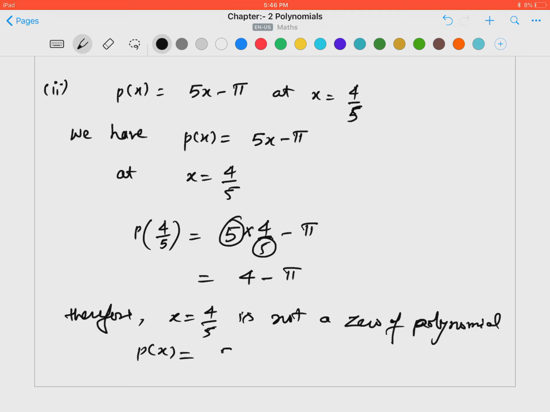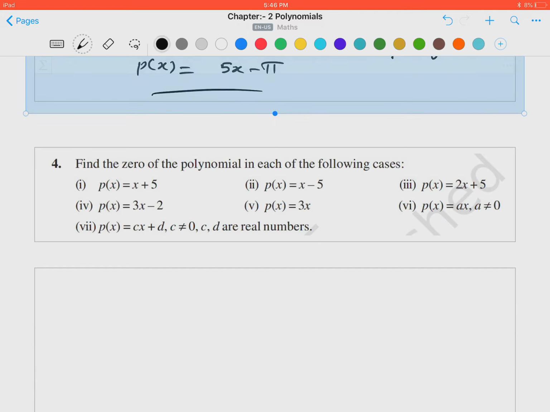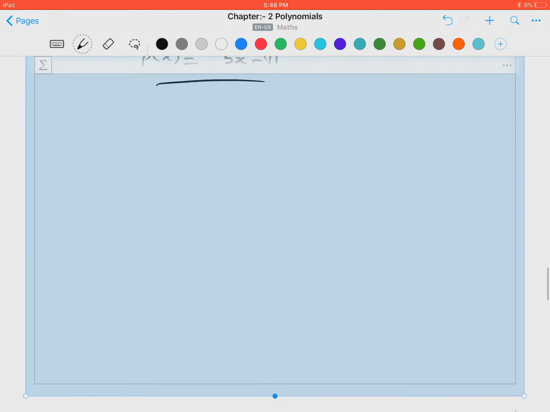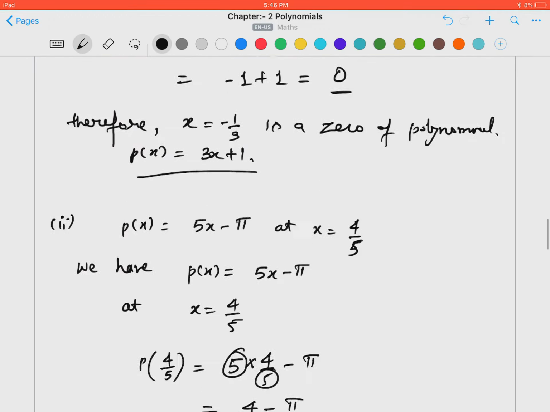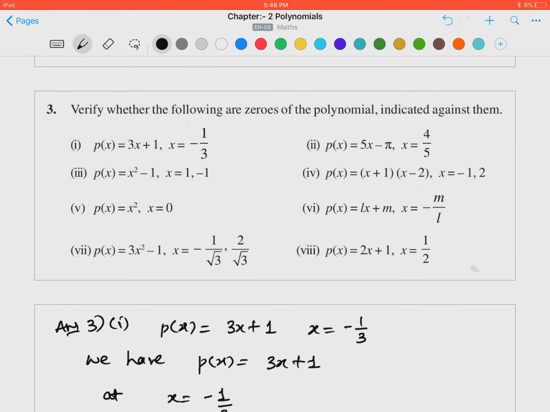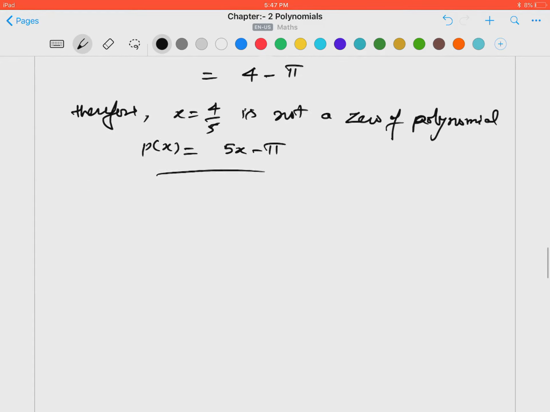Polynomial is p(x) = 5x minus pi. Okay, this is the second part. Let's extend this area, that's a writing space. Okay, this question has a total of 8 parts. I have solved the first 2, and I will solve 2 more. Let's do part 6 and part 7. The remaining will be, as you already know, your homework. First and second we have done. Let's try now the 6th part.